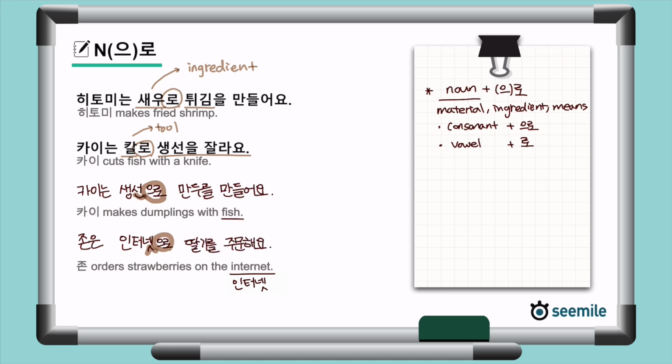Now please repeat after me out loud. 히토미는 새우로 튀김을 만들어요. 카이는 칼로 생선을 잘라요. 카이는 생선으로 만두를 만들어요. 존은 인터넷으로 딸기를 주문해요.